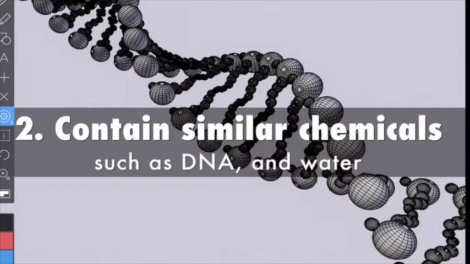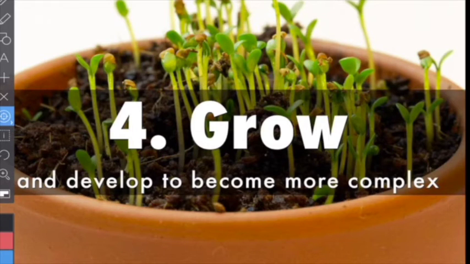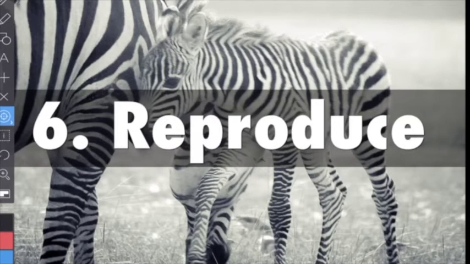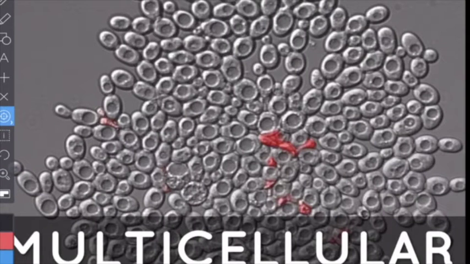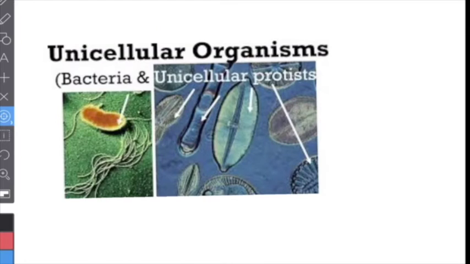The second thing is all living things contain similar chemicals like DNA and water. All living things use energy. All living things grow and develop. All living things respond to a stimuli. All living things reproduce. An organism with many, many cells is called multicellular. Humans are multicellular. Plants are multicellular. And here's another picture of a multicellular, and I believe it's from a plant. Unicellular organisms are like bacteria and protists, and they are made up of only one cell.